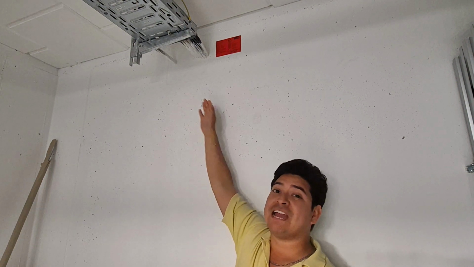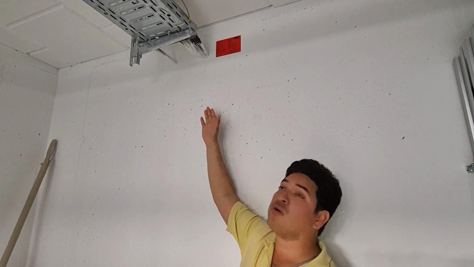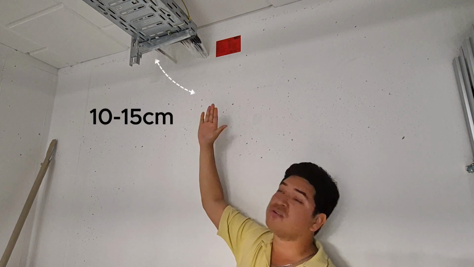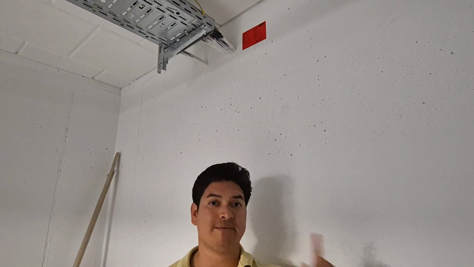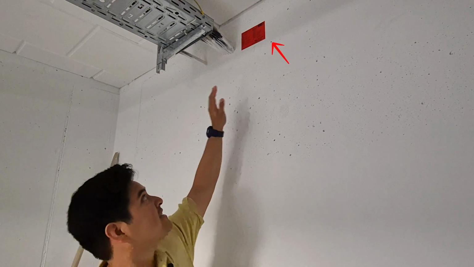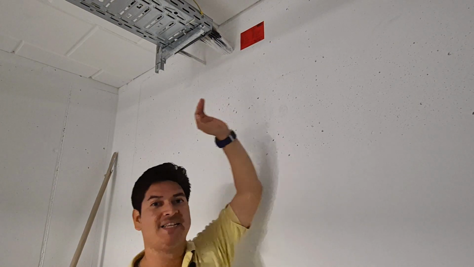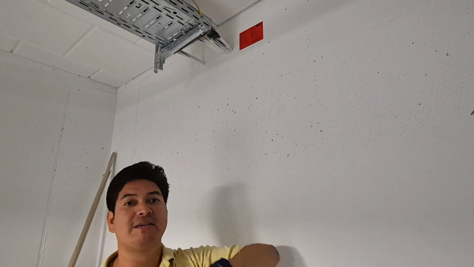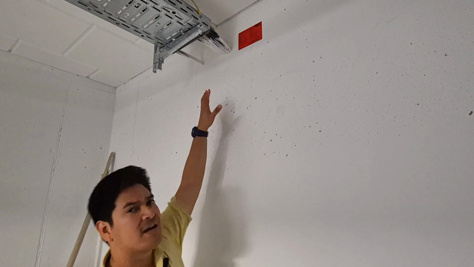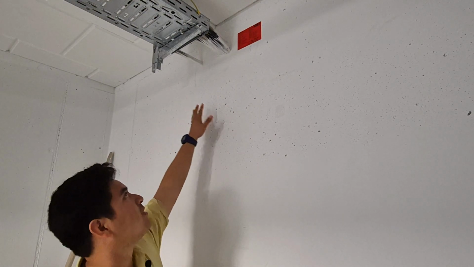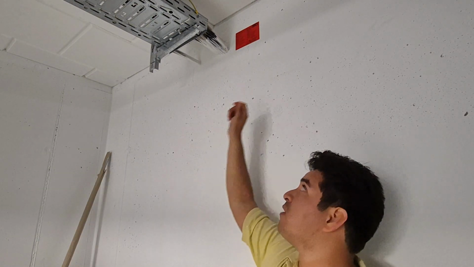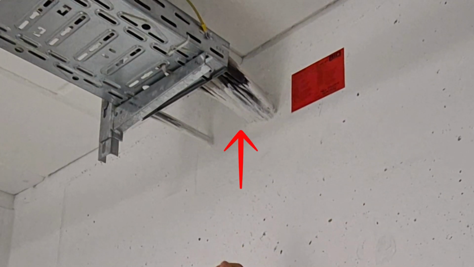As you can see, the tray doesn't reach the wall but stops about 10 or 15 centimeters before the wall. If you see the red label up there, it means that the sealant is fire resistant. Well, not completely fireproof, but it can withstand about half an hour to an hour. The same sealant is also applied to the cables to protect them.